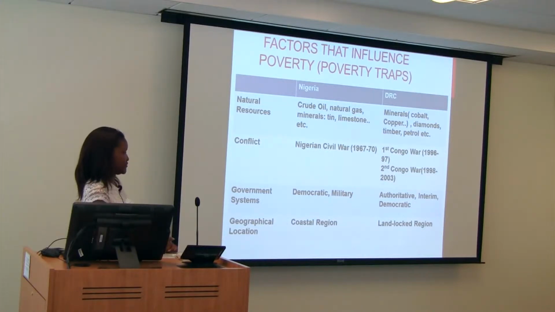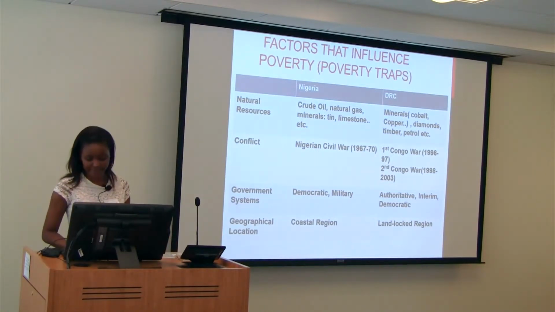Government systems. Nigeria has experienced both a democratic and military system of government over its history since its independence in 1960, and the DRC has experienced three governments, an authoritative, an interim, and at present a democratic government. Geographical location. Where are these countries located? Nigeria is a coastal region in West Africa, while the DRC is a landlocked region in the southwestern part of Africa.